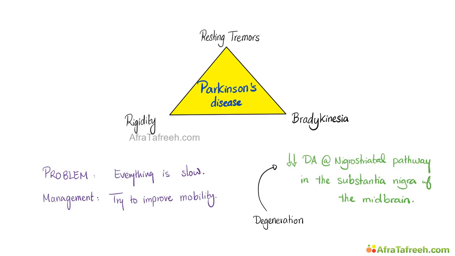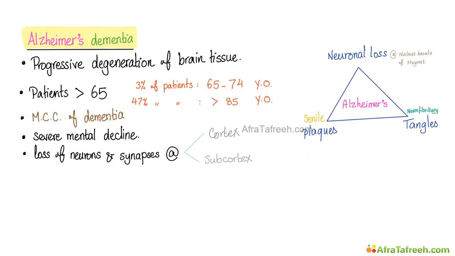Parkinson's disease is a triad of resting tremors, rigidity, and bradykinesia. Everything is slow, usually due to decreased dopamine in the substantia nigra. Alzheimer's dementia is a triad of neuronal loss, senile plaques, and neurofibrillary tangles.